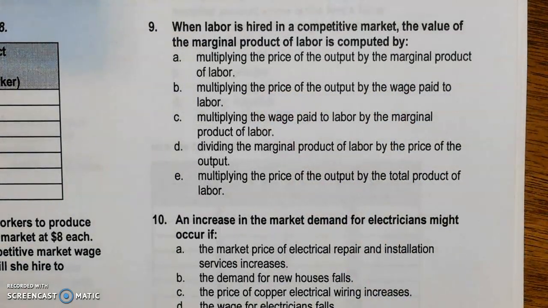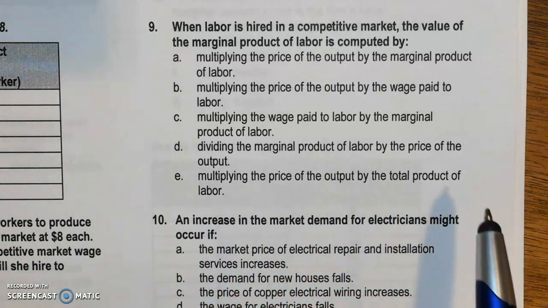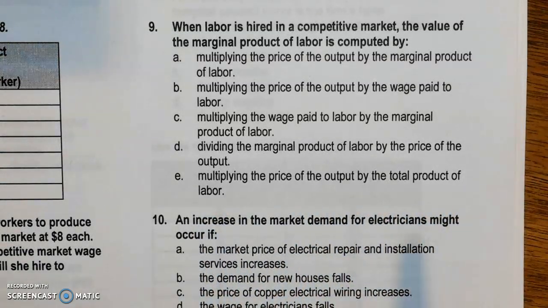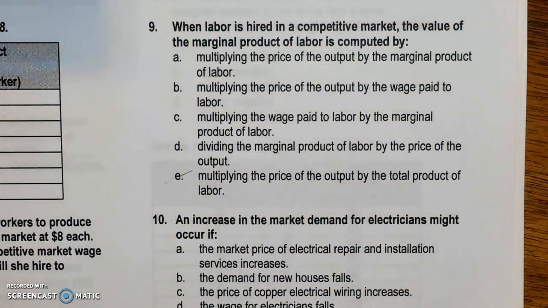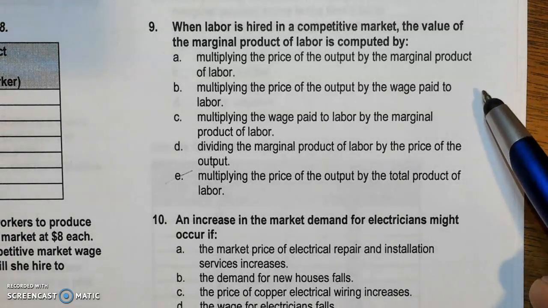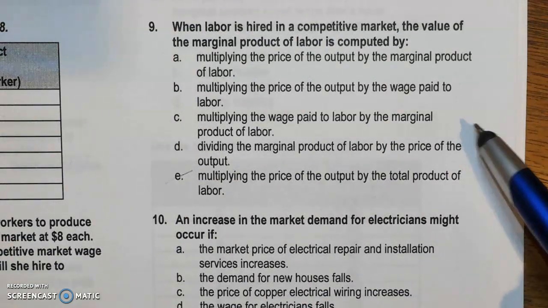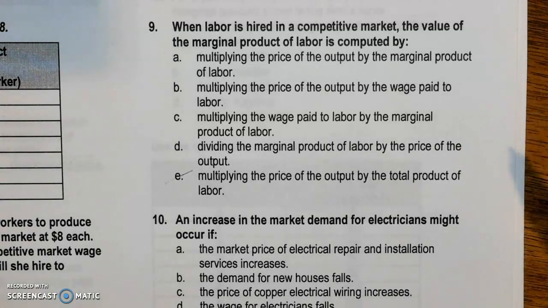The issue with the last one, multiplying the price of the output by the total product of labor, is that then you are getting the total value and not the marginal value. All right. The other two, B and C, both deal with the wage paid to labor. And the issue with that is that this isn't about the wage. You might calculate the wage based on what the item is selling for and the value that that employee creates, but the value of the marginal product of labor is not calculated based on wage.